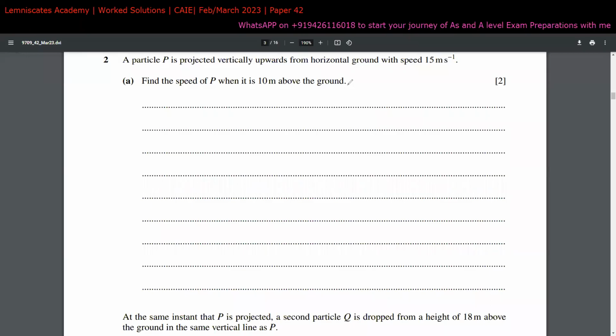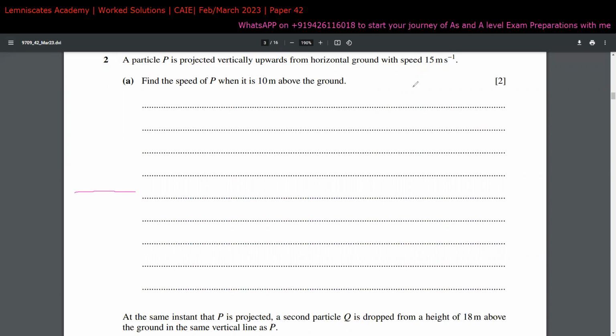So let's begin with the second question of this particular paper. We are given that a particle P is projected vertically upwards from horizontal ground with speed 15 meter per second. And we have to find the speed of that particle when it is 10 meters above the ground. So let us draw the situation over here.